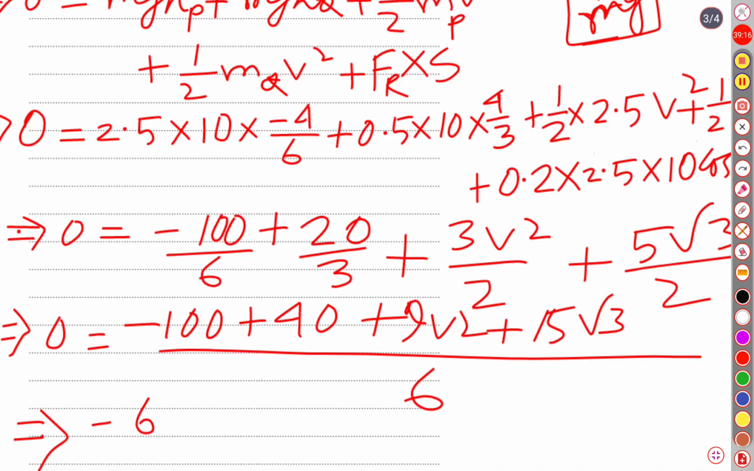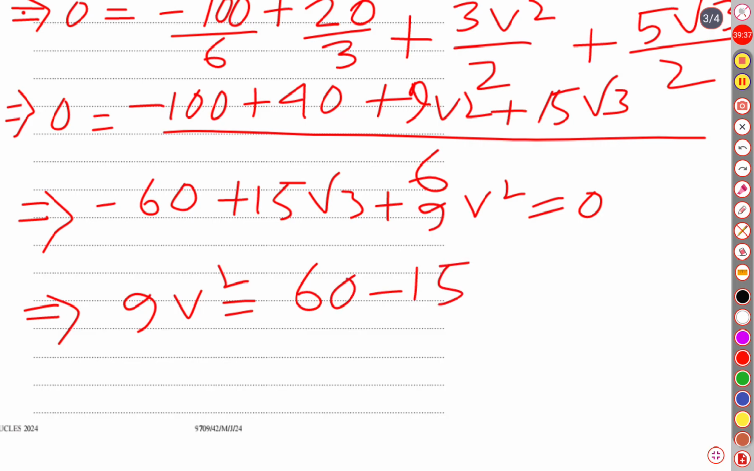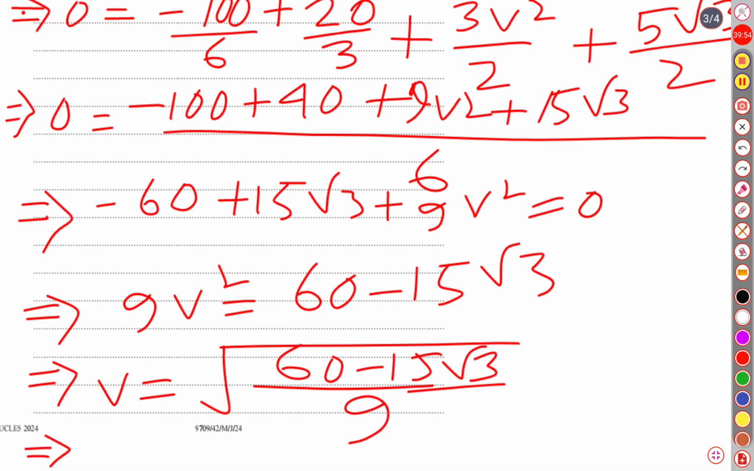So negative 60 plus 15 root 3 plus 9v² equals 0. Or 9v² is equal to 60 minus 15 root 3, or v is equal to the square root of (60 minus 15 root 3) over 9. Let us calculate using our calculator. It is going to be v equal to, hence this is the last step.